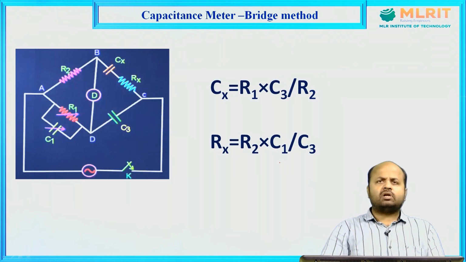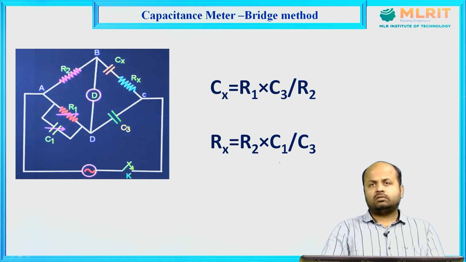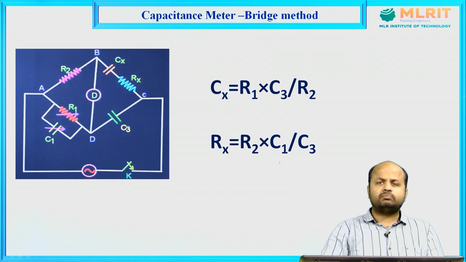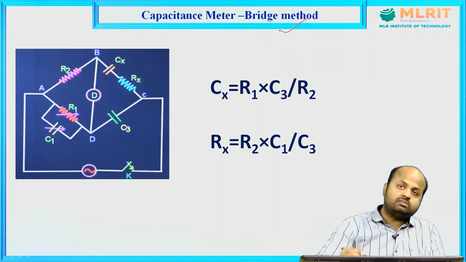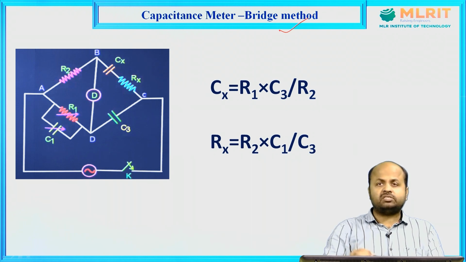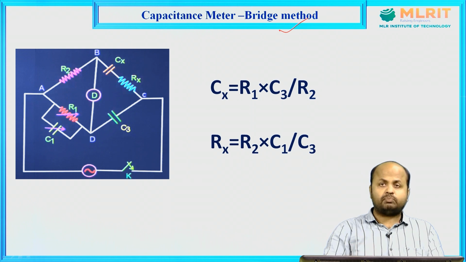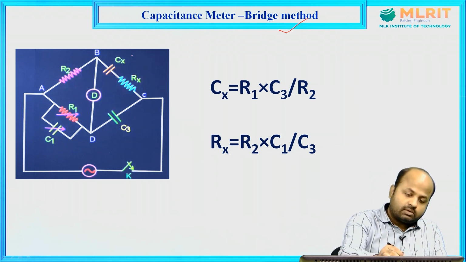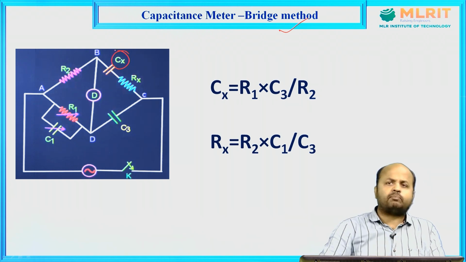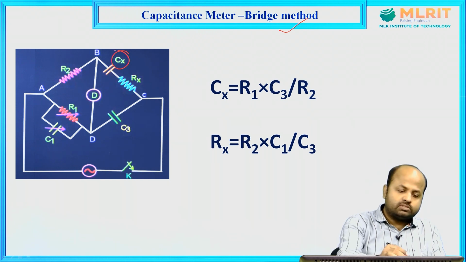Another method we will see is the bridge method. We already saw the capacitance meter based on the time constant method, which uses charging and discharging of a capacitor, but in the bridge method the working principle is different. Suppose this is Cx, the unknown capacitance. So we will see the bridge.